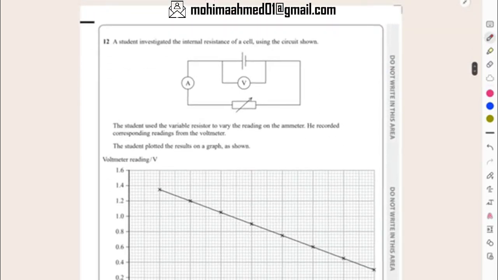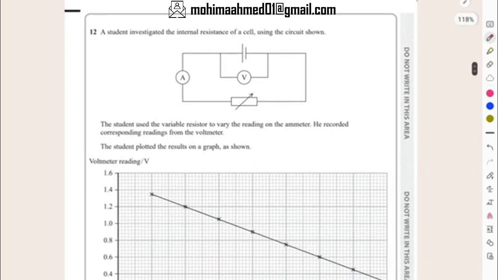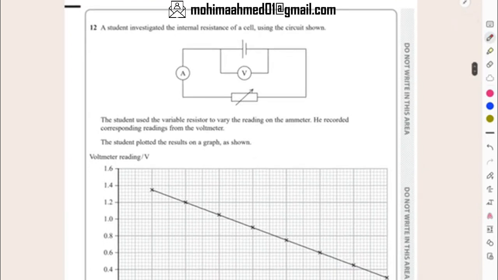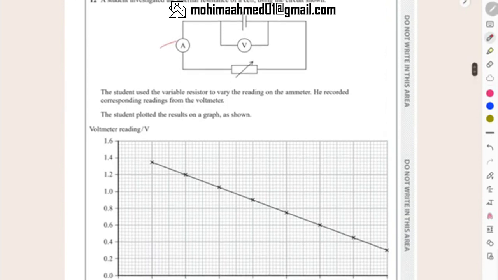A student investigated the internal resistance of a cell using the circuit shown. As you can see, you have a voltmeter connected across that power supply and a variable resistor, and this entire circuit connected to this ammeter. The student used the variable resistor to vary the reading on the ammeter. He recorded corresponding readings on the voltmeter. The student plotted the results on the graph as shown.